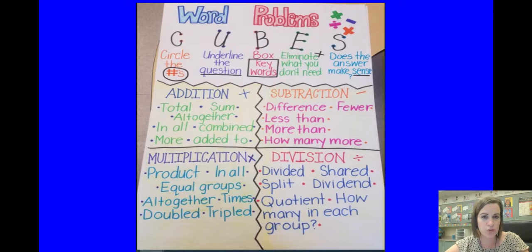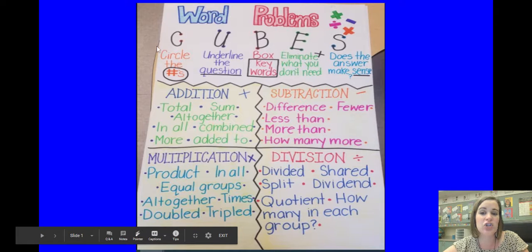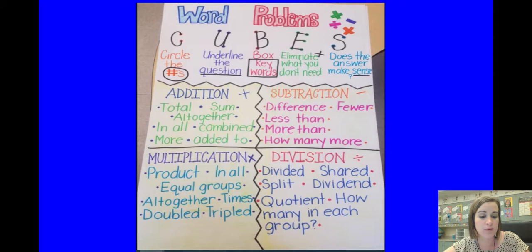I'm going to go through what each part of CUBES means with you. So the C in CUBES means circle the numbers. In your problem, there are probably numbers that you're either adding, subtracting, multiplying, or dividing. So you want to circle those numbers so they're easy to find when you go back to solve your problem.